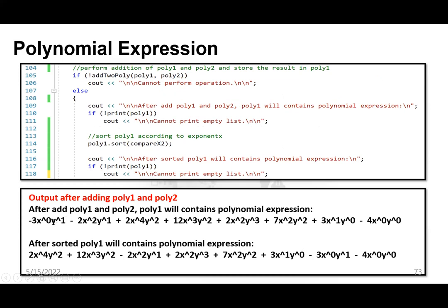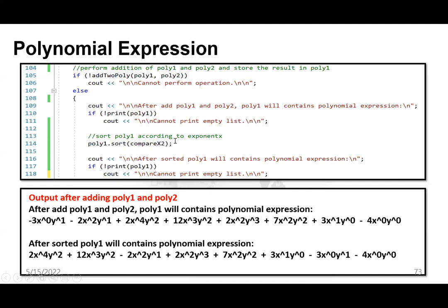And you can see in the result, the expressions are not sorted according to the power of the exponent x, right? Like the first one, the exponent x value is 0. The second one, the exponent x value is 2 and 4. It's not sorted, okay? So that's why I call this sort function provided in the STL for list, and then I pass in my comparison function. This comparison function tells the sort function how you want to sort your list.